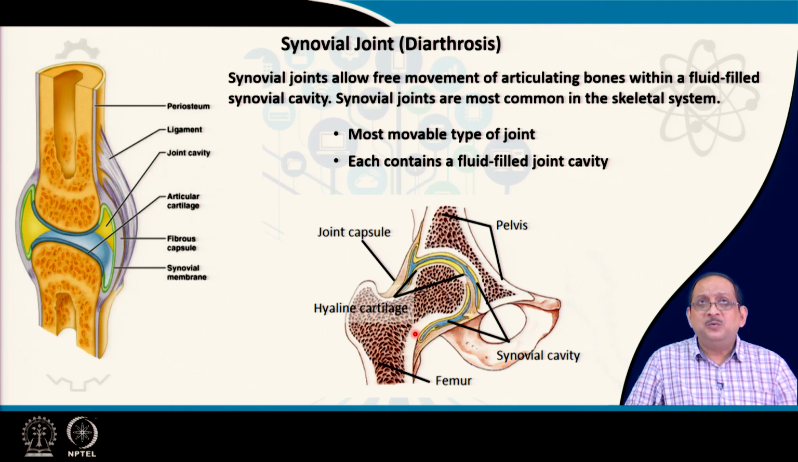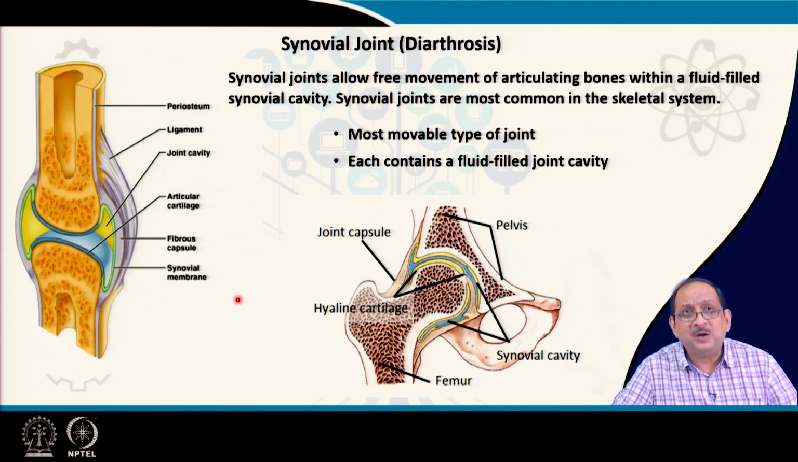Let us now come to the most common joint, that is the synovial joint. The synovial joints allow free movement of articulating bones within a fluid filled synovial cavity, and the synovial joints are most common in the skeletal system. They are actually the most movable type of joint, and each joint contains fluid called the synovial fluid inside the joint cavity.